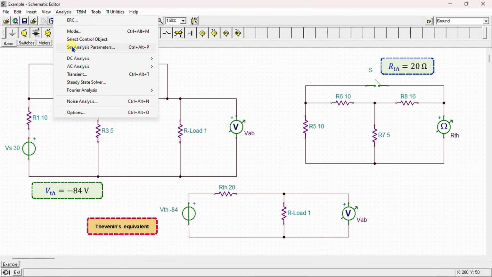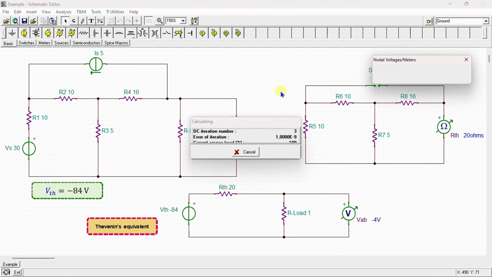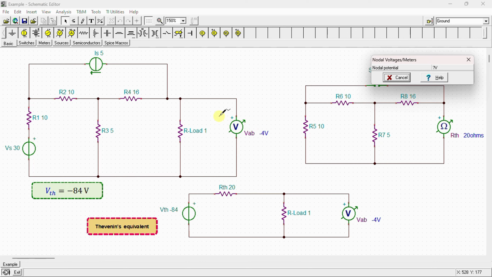Let's move on to analysis. This analysis calculates nodal voltage. We can see here that the voltage across the resistor RL or across the load is equal to negative 4 volt in the original circuit and is equal to negative 4 volt in the Thevenin's equivalent circuit. Upon simulation, we can observe that the two circuits have identical behavior when we connect a load between terminals A and B. This outcome confirms the accuracy of our calculation.